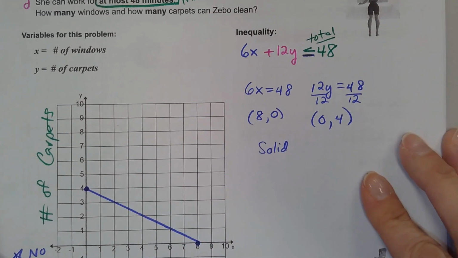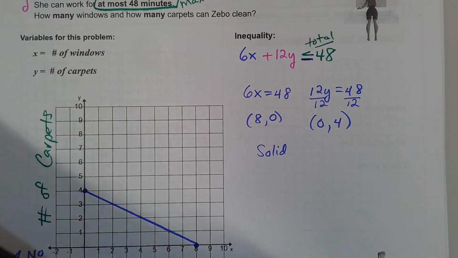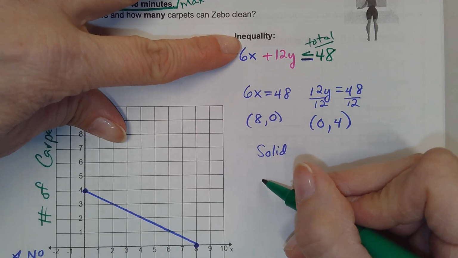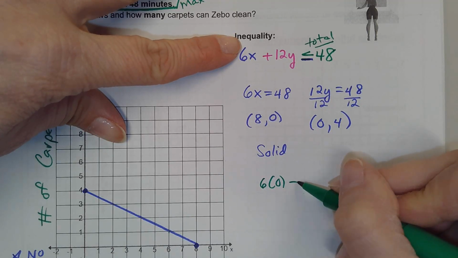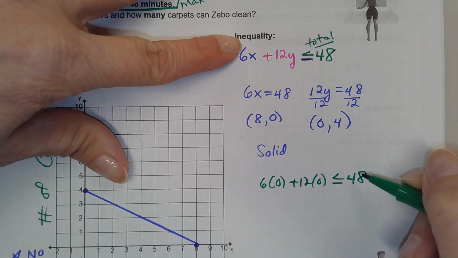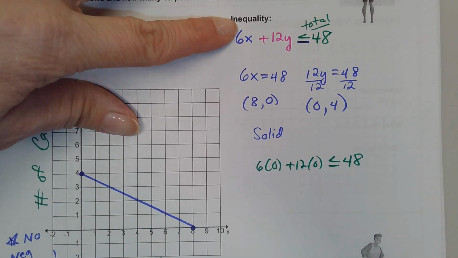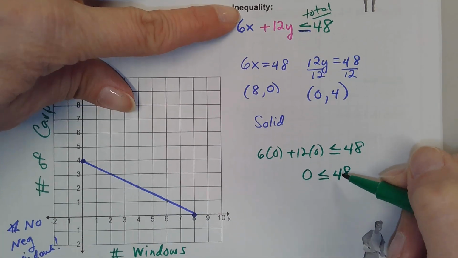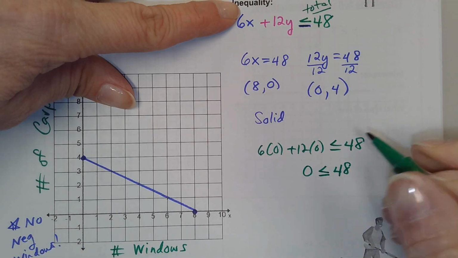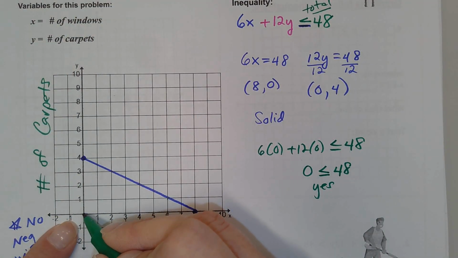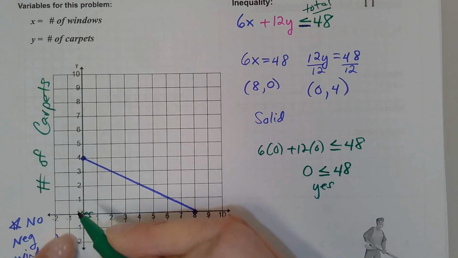The last thing we have to do is figure out which way to shade. And so I will test the point 0, 0. 6 times 0 plus 12 times 0. Is that less than or equal to 48? Is 0 less than 48? And the answer is yes. So right here in the origin, this is a yes.